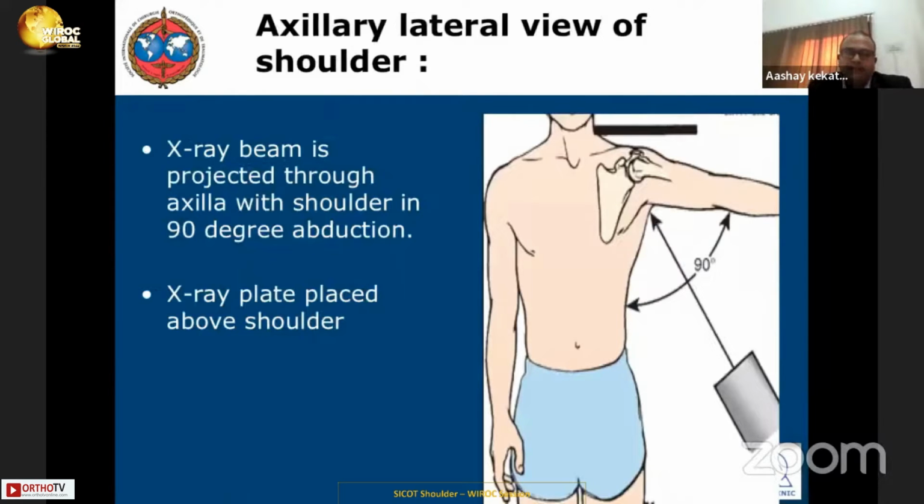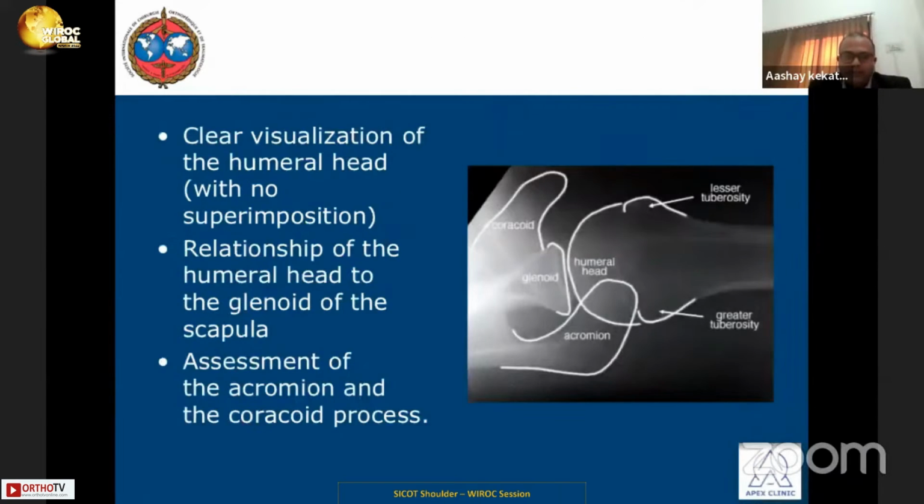This is the axillary view of the shoulder, taken with the X-ray beam projected through the axilla, with the shoulder in 90 degrees of abduction and the plate above the shoulder. It gives us a clear visualization of the humeral head with no superimposition, and the relationship of the humeral head to the glenoid. You can assess for glenoid bone loss anteriorly as well as posteriorly, and assess the acromion and the coracoid process.